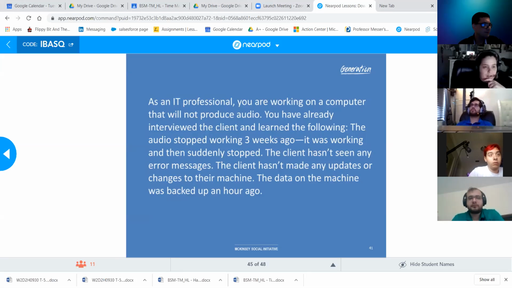As an IT professional, you are working on a computer that will not produce audio. You have already interviewed the client and learned the following. The audio stopped working 3 weeks ago. It was working and then suddenly stopped. The client hasn't seen any error messages. The client hasn't made any updates or changes to their machine. The data on the machine was backed up an hour ago.